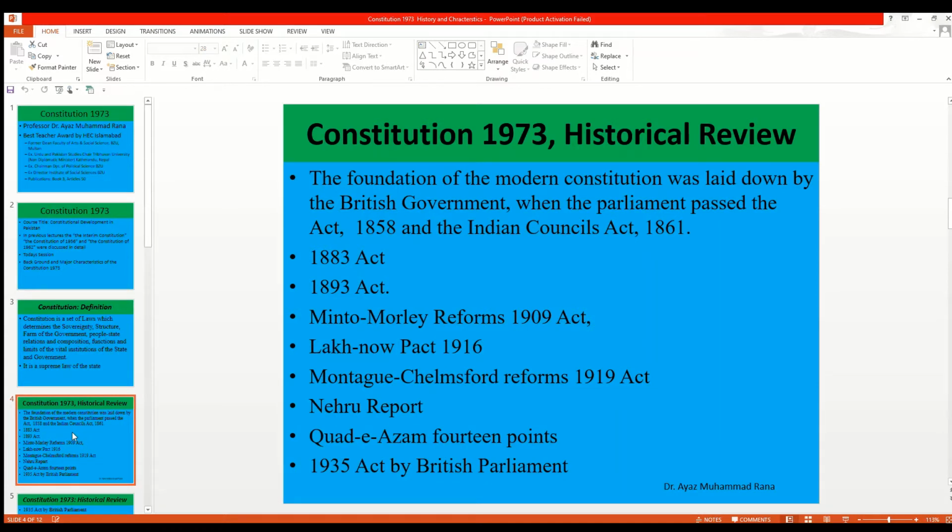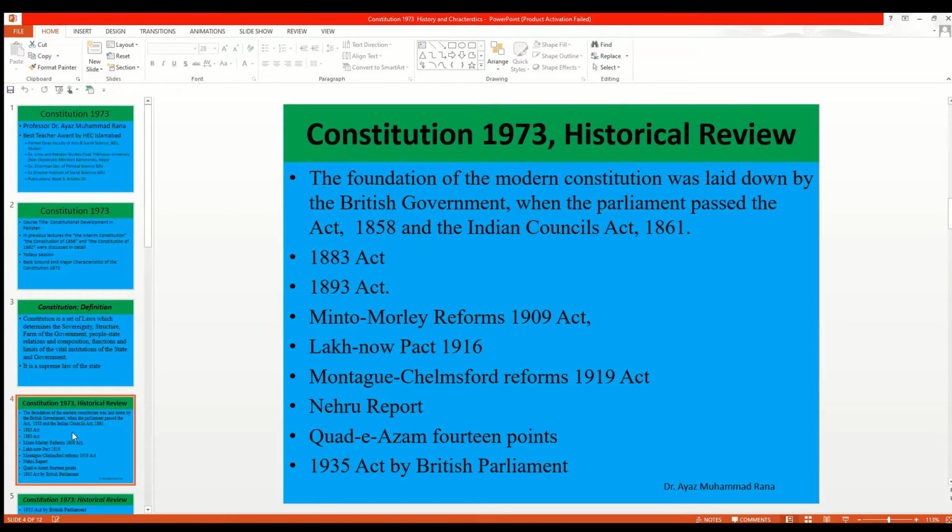So as far as background of the Constitution is concerned, the foundation of the modern Constitution was laid down by the British government when the British Parliament passed the Act of 1858. According to this Act, the government of India was transferred or shifted from company to crown, and this was the first proper act which was passed by the British Parliament. Secondly, they passed Council Act 1861.